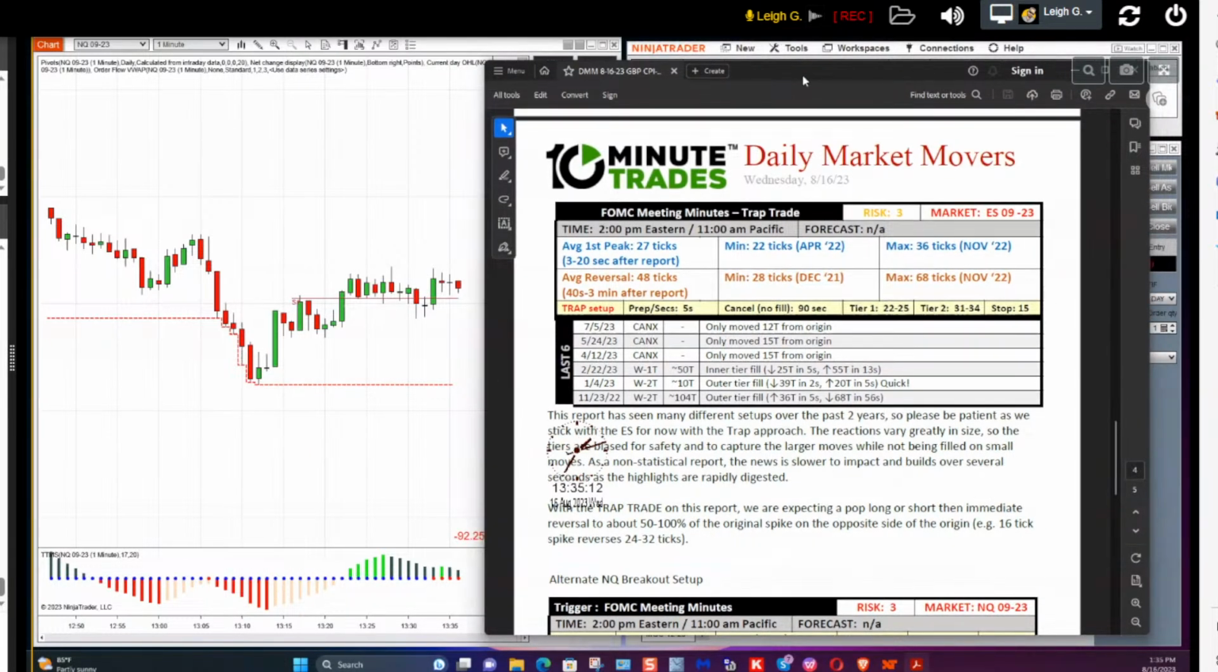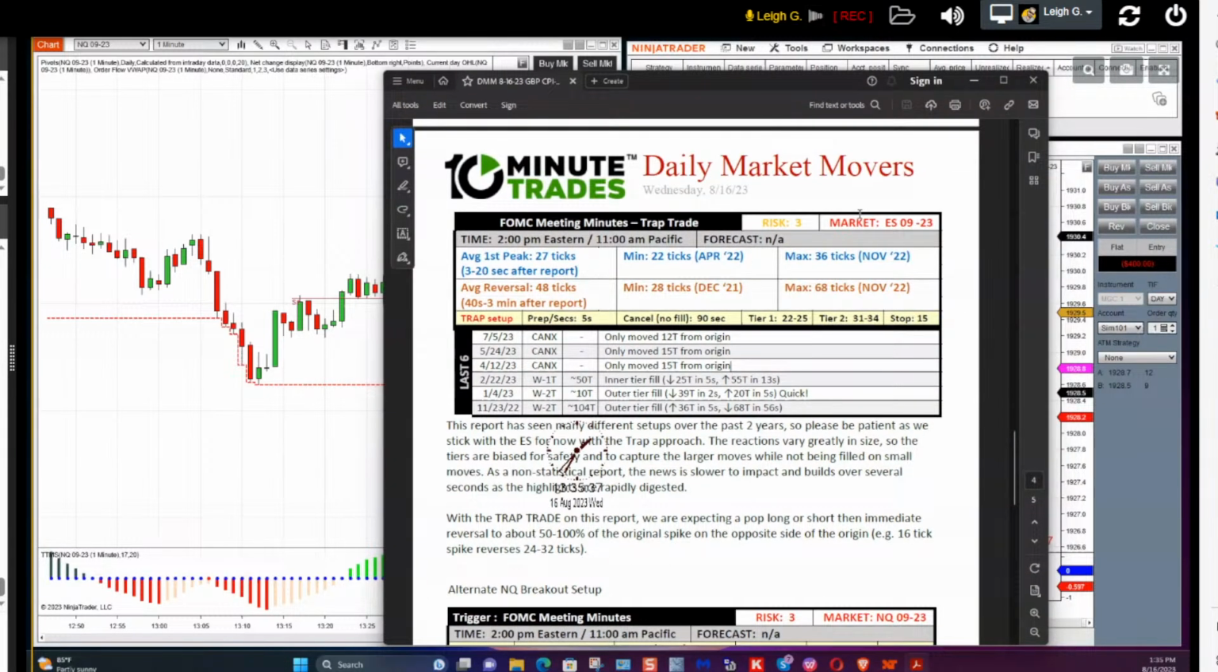So we've had 3 trap trades in a row with no fill. So I'm not trading the trap trade today because I don't anticipate anything much happening, to be honest. That's the truth. We could test the trap trade with MES. In other words, it normally was an ES setup.